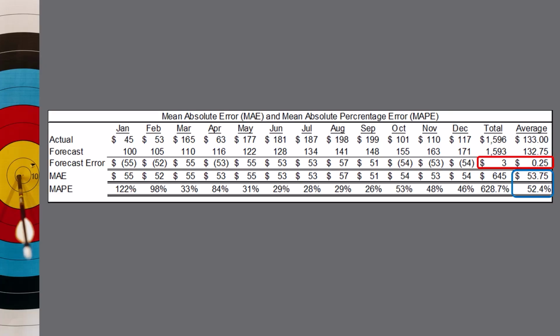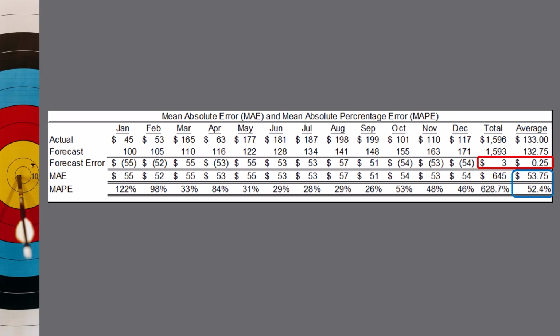Offsetting monthly errors can hide in the sum of forecast errors. Offsetting volume and rate errors can result in a total error of zero. Mean absolute error and mean absolute percentage error expose offsetting errors that occur over time. Breaking out the volume and rate variance components can expose offsetting errors.